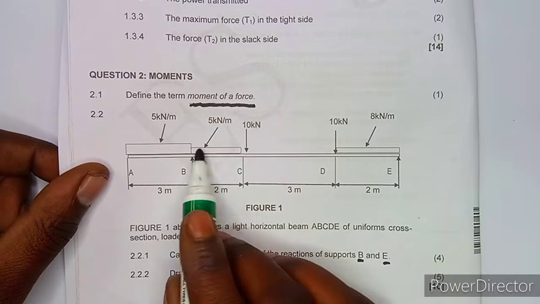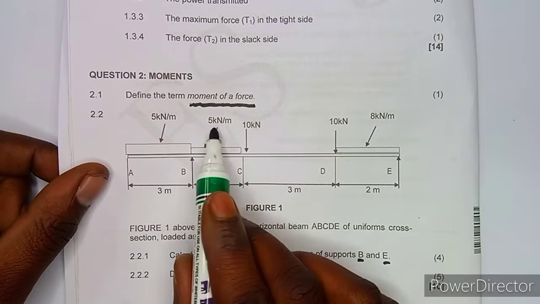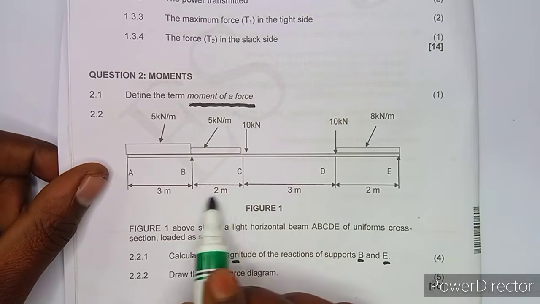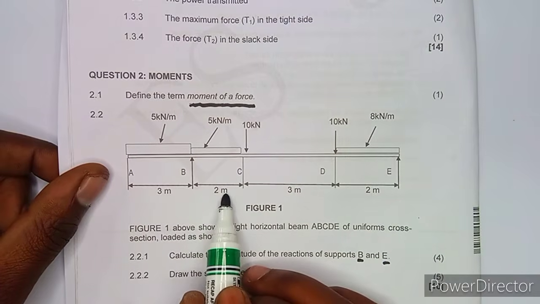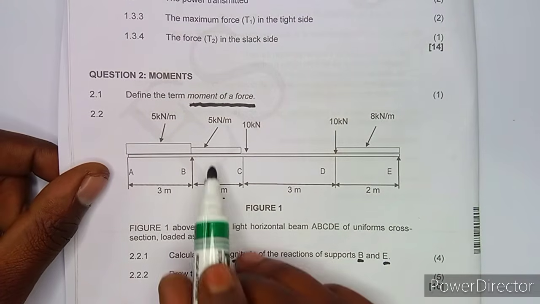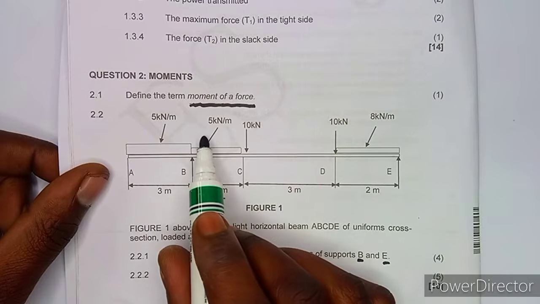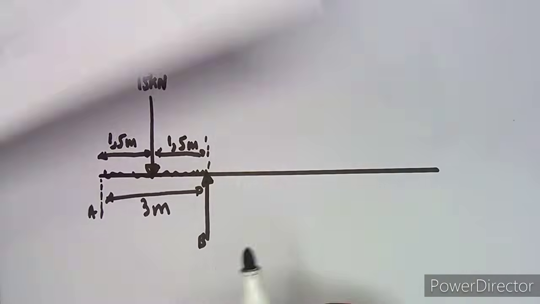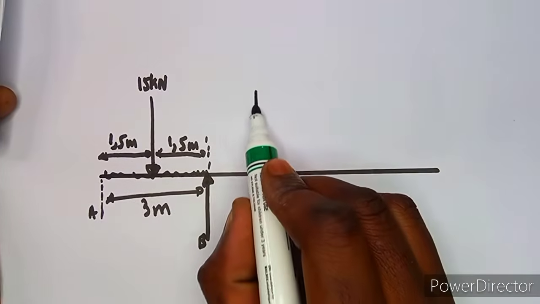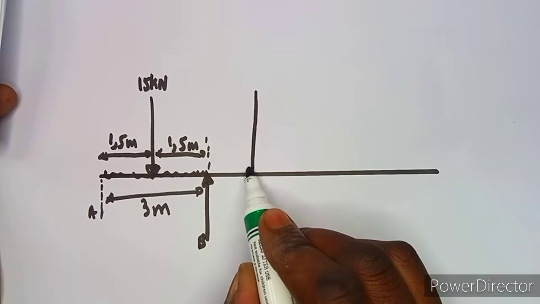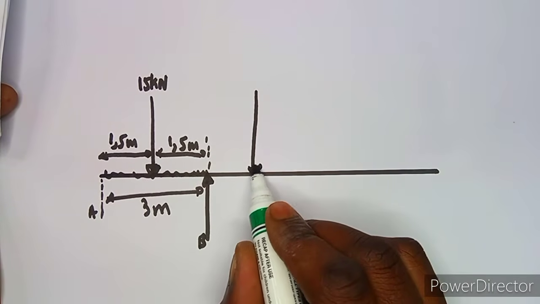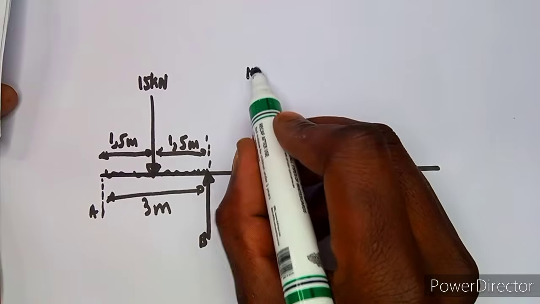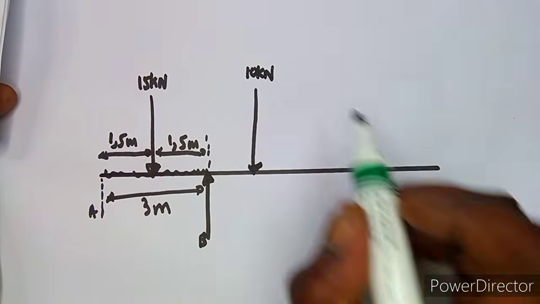Then we move on. There is another distributed load between B and C of 5 kilonewton, again over a distance of 2 meters. So we're going to multiply 2 times 5, which is 10. So we are going to have a 10 like this in between B and C. Remember, we multiplied, so this is now 10 kilonewtons.